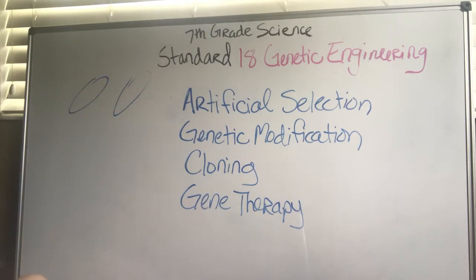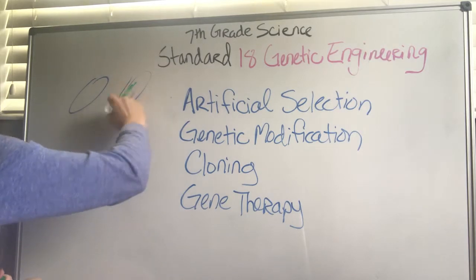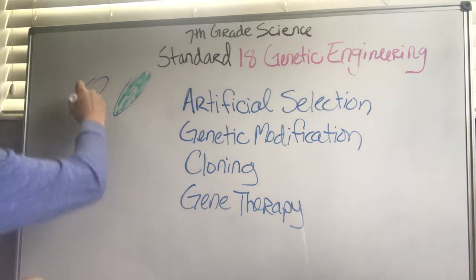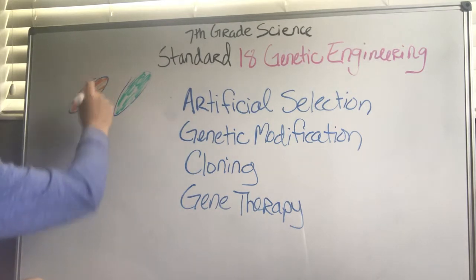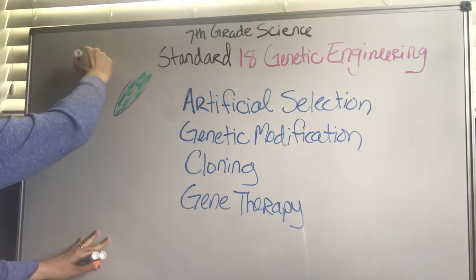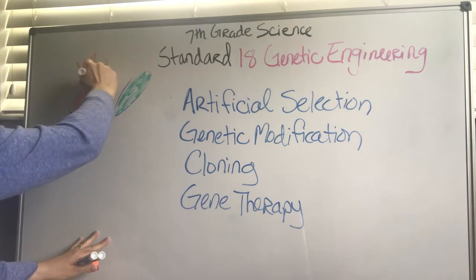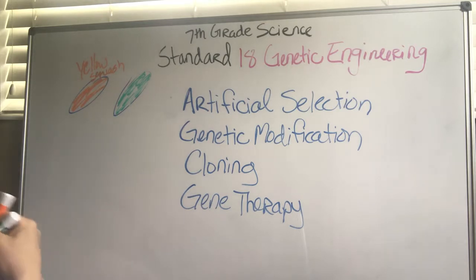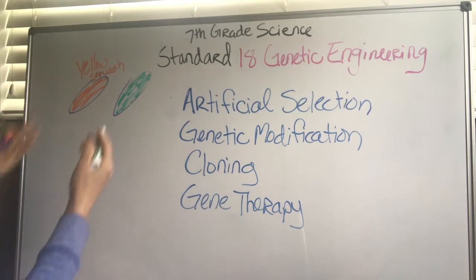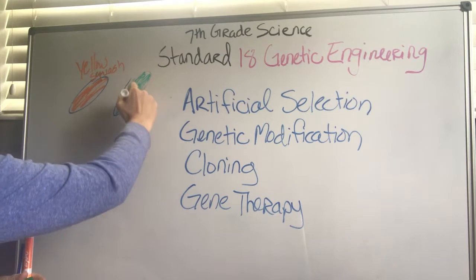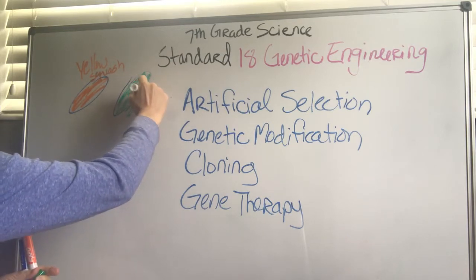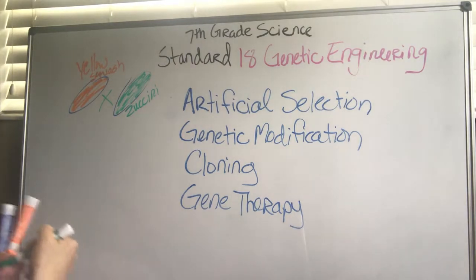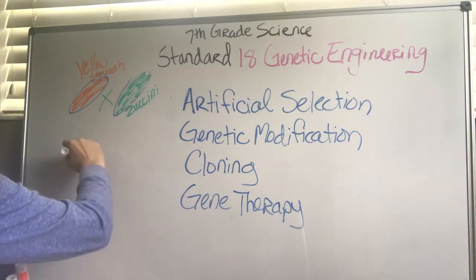So if there was a green squash plant and a yellow squash plant, so let's just pretend that's yellow. And they wanted to mix these 2 to combine certain traits from the yellow squash and certain traits from the green squash. That's zucchini. Then they would have to go to the flowers of the plants.